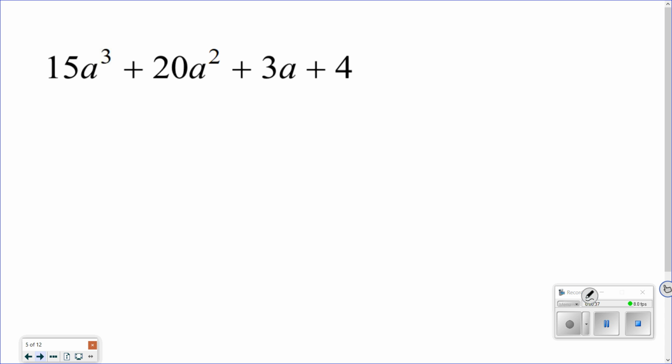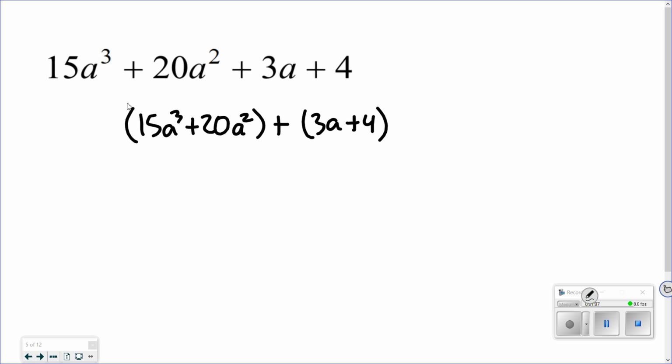So here's an example. If you look at this polynomial, it has four terms. If you look for a common factor between all four, there is not one. We've got 15a cubed, 20a squared, 3a, and 4. But if you look at those first two, they do have a common factor. So what we're going to do is take those first two and group them together. The way we group in math is with parentheses. I'm going to group the second two together also, the 3a plus 4.